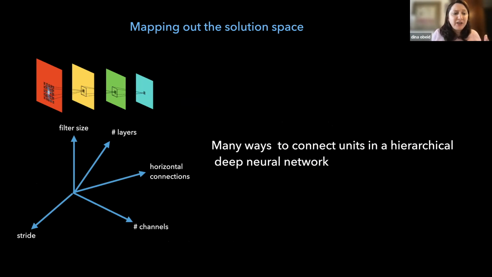You can change the filter size, you can change the layers, you can change horizontal connections. Actually, I didn't show you, for the sake of not complicating things, but it also has added channels, where each layer has multiple channels. And I don't have to connect them. I can make them feed forward as a regular component, or I can decide to connect them. And this does not change my results. But you can also change the stride. So the solution or the parameter space is huge.